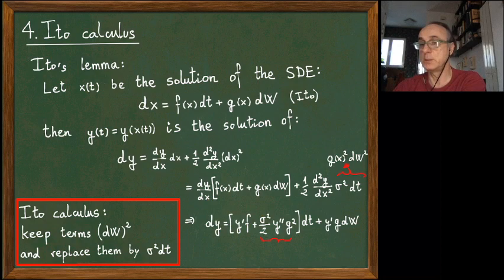This is why this is called the Ito term. And it's a term that appears because of this Ito calculus completely. It's something that will not appear if we change variable using the standard calculus.